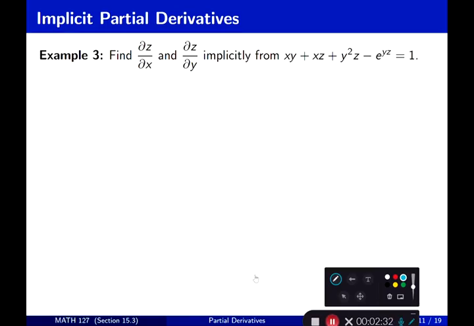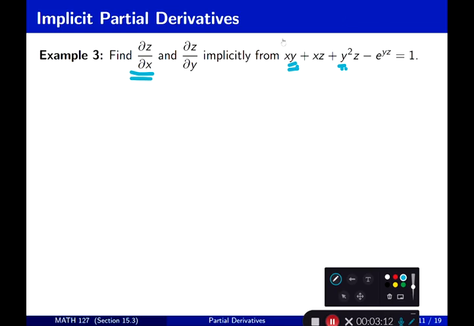So let's find example 3. Find the partial derivative of z with respect to x and the partial derivative of z with respect to y implicitly from the surface x times y plus x times z plus y squared z minus e to the power yz equal to 1. If you're finding the partial with respect to x, you're setting y equal to a constant, and then z is going to be a function of x.